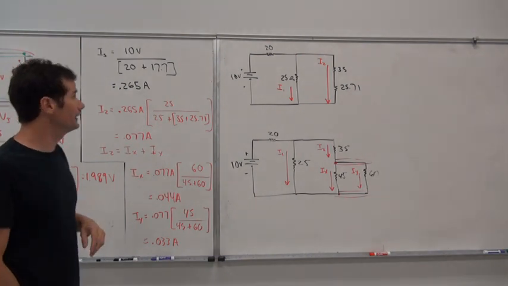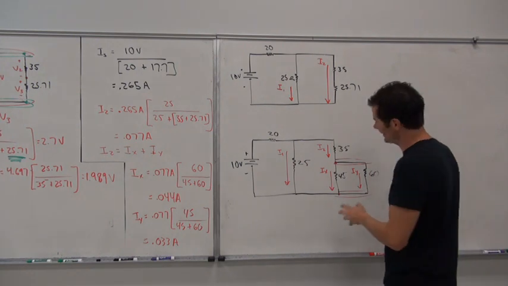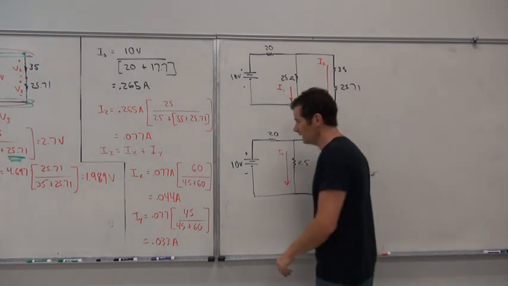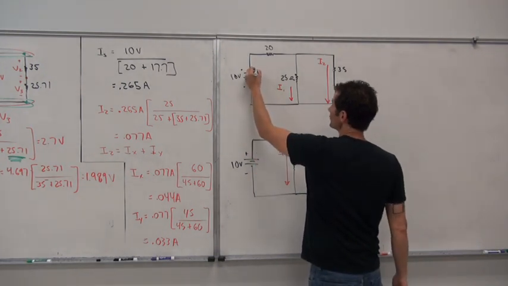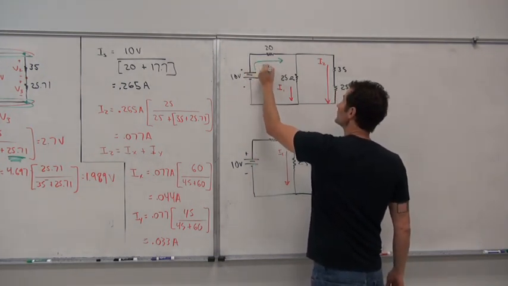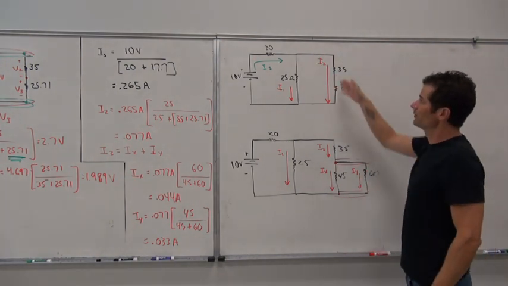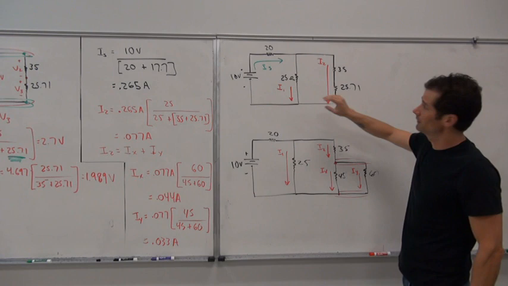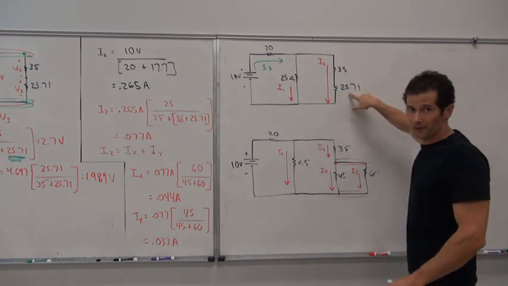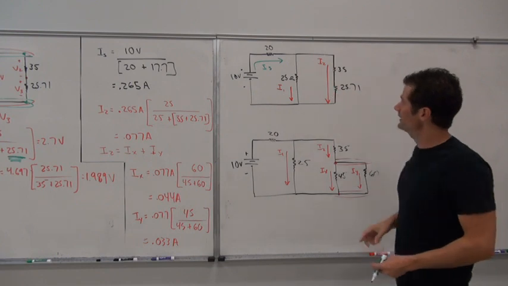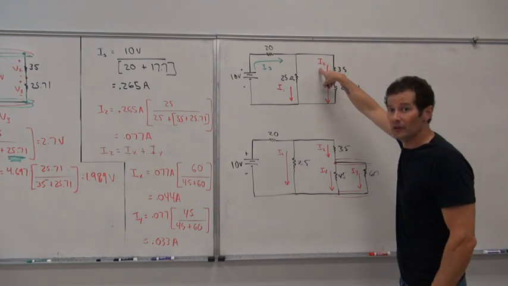So if I wanted to find the currents here, let's just look at the currents and how they divide first. To make sure we understand where IS is coming from, it's coming from that positive terminal. Once it gets to these two parallel branches, 25 ohms is in parallel with the series combination of 35 and 25.71 ohms. That current of IS splits between I1 and I2.